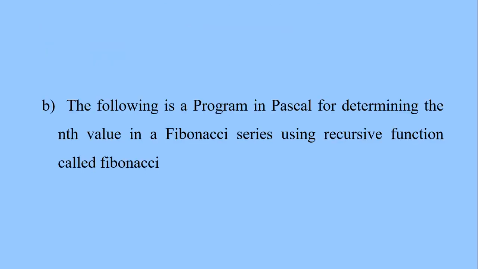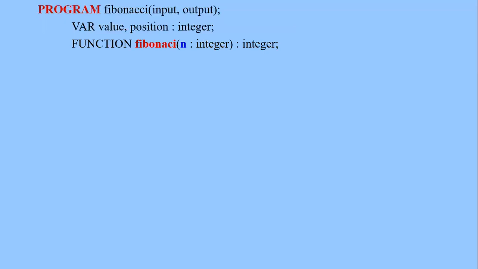So what about in Pascal? This is how we do it in Pascal. The logic is the same. The code is the one which is different. So my program is called Fibonacci. I have two variables, one called value, the other one position, and they are of type integer. Then I have the function called Fibonacci. It has one parameter, which I'm calling n. This function will return one value of type integer.